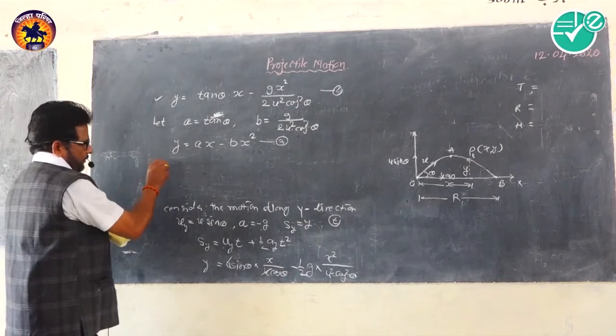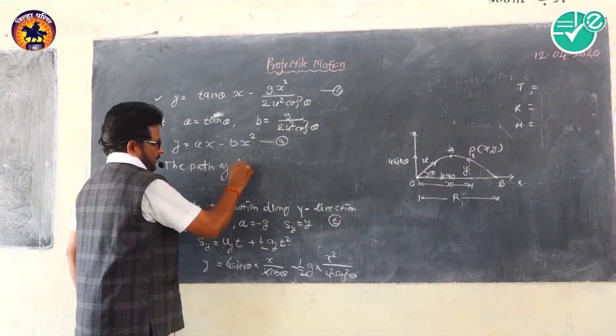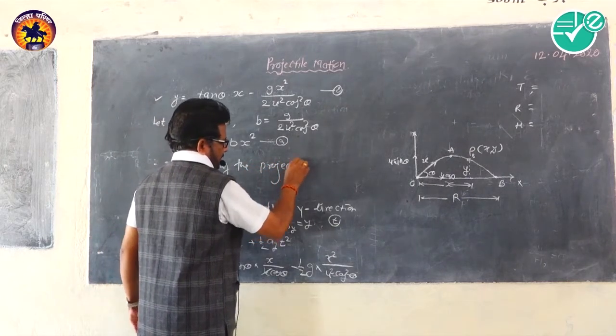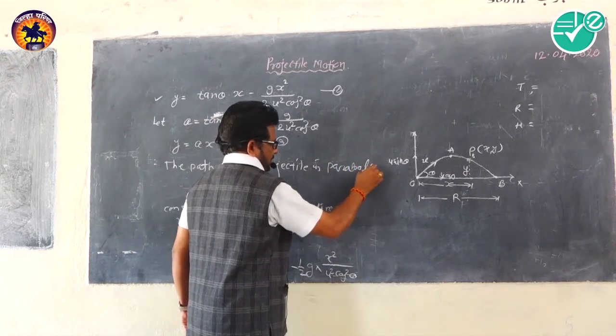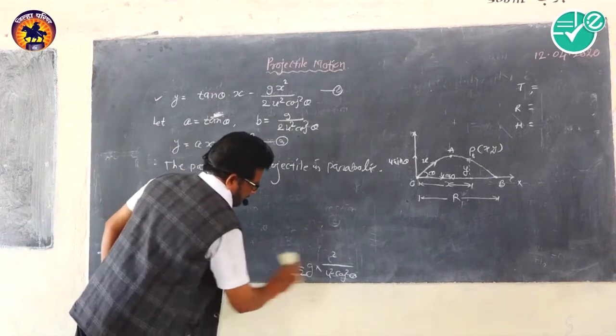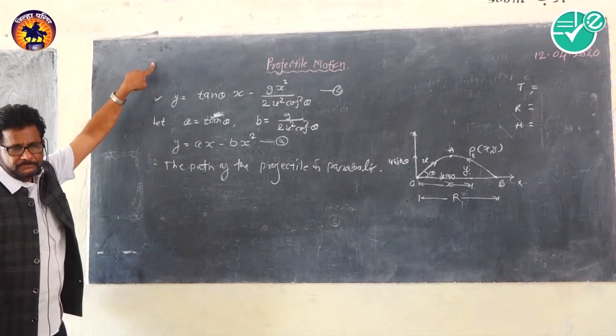Therefore, the path of the projectile is parabolic. The path of the projectile is a parabolic path. The nature of the path of the projectile is a parabola.